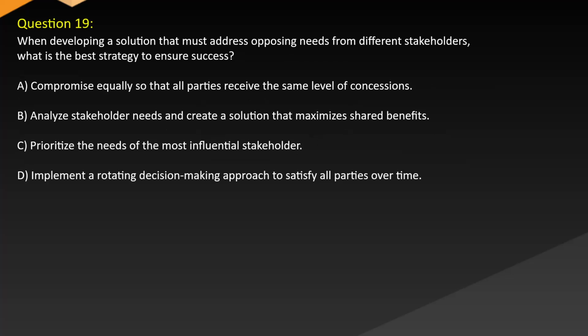Question 19. When developing a solution that must address opposing needs from different stakeholders, what is the best strategy to ensure success? A. Compromise equally so that all parties receive the same level of concessions. B. Analyze stakeholder needs and create a solution that maximizes shared benefits. C. Prioritize the needs of the most influential stakeholder. D. Implement a rotating decision-making approach to satisfy all parties over time.